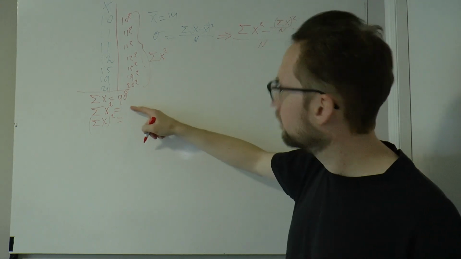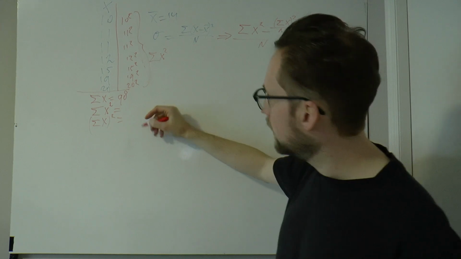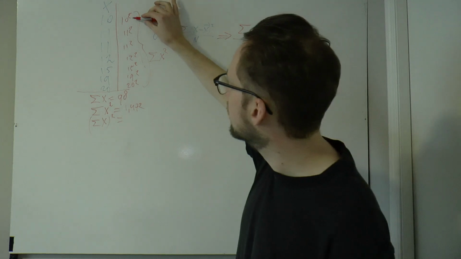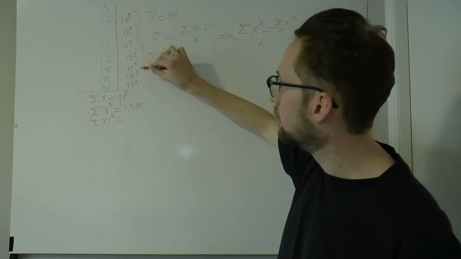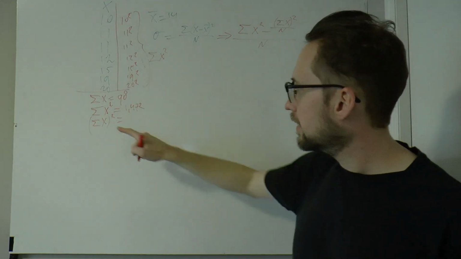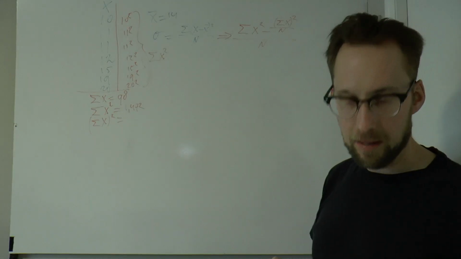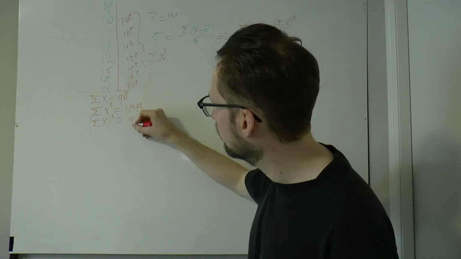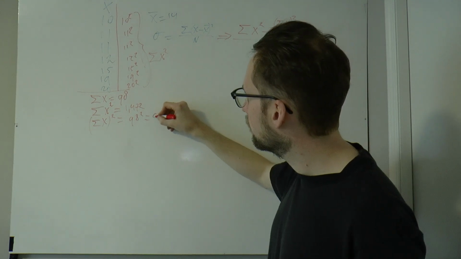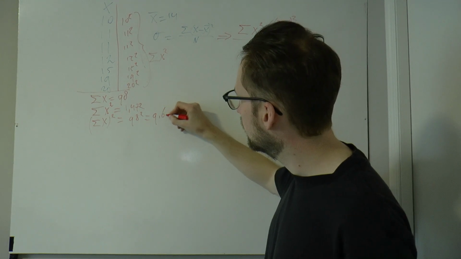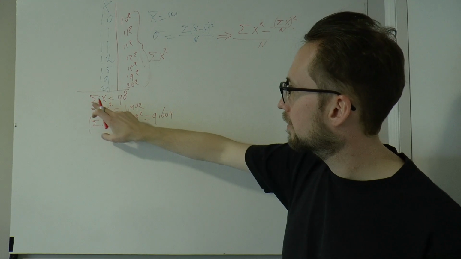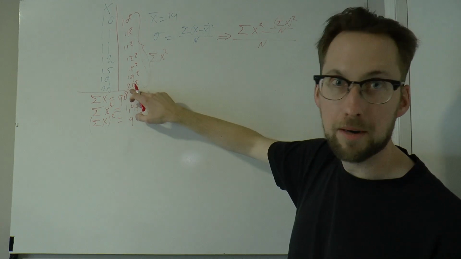This number, the sum of x squared, is 1,472. Again, compute it. 10 squared plus 11 squared plus 11 squared plus 12 squared all the way down to plus 20 squared. But the sum of x, squared, is the same as 98 squared, which equals 9,604.